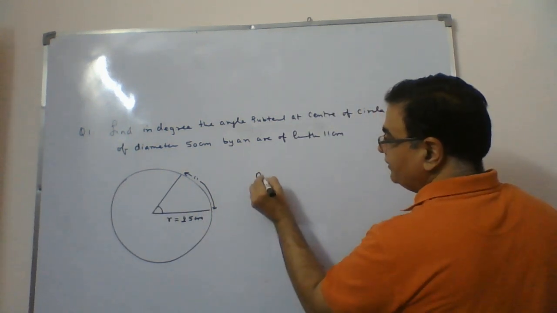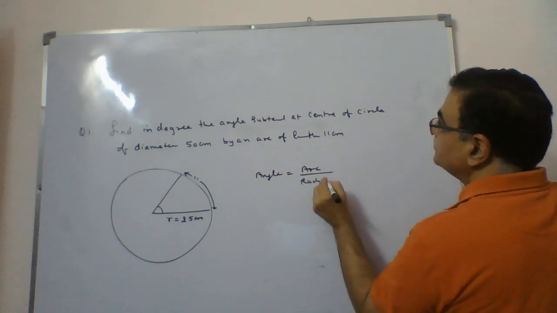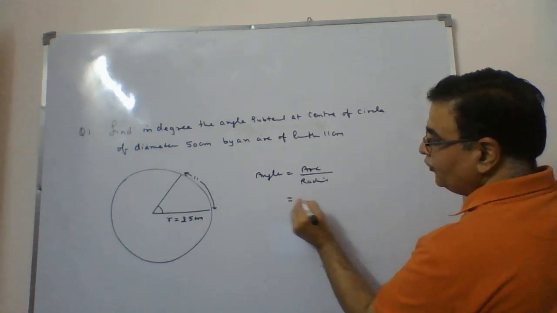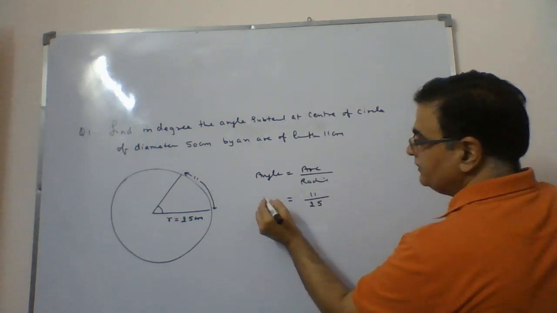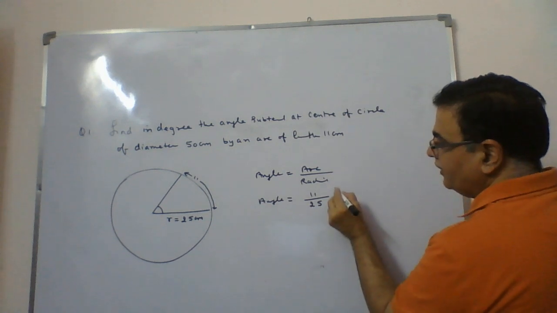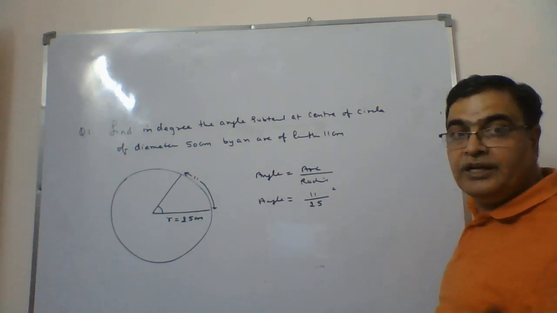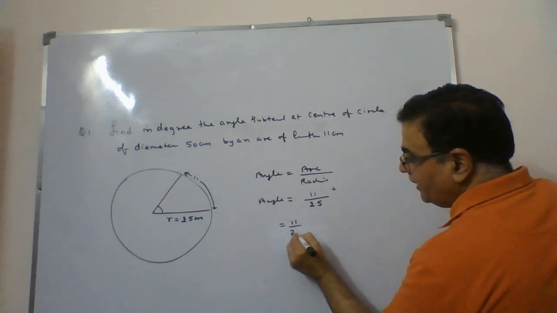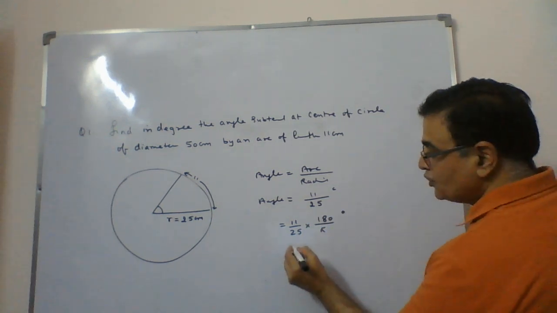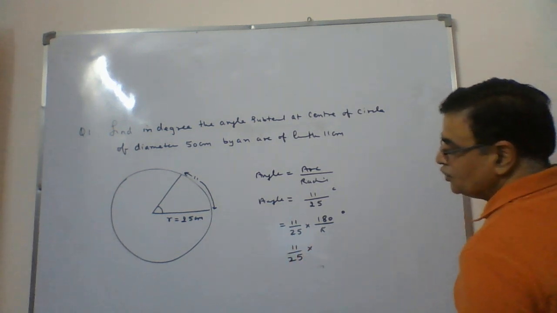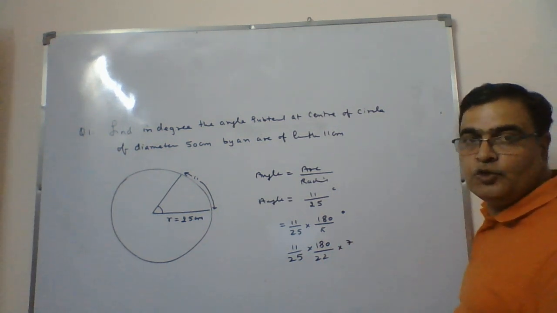So at the center we want the angle to be calculated. First thing, we have done this formula: angle is arc by radius. Angle we want, arc length is 11, radius is 25. This will be the angle we get in radians. But we don't want the angle in radians, we want it in degrees. So I should write this as 11 by 25 into 180 by pi degree. Pi means 22 by 7, with 7 in the numerator.